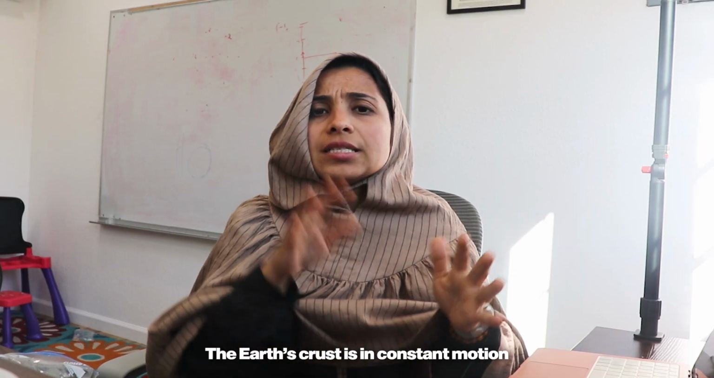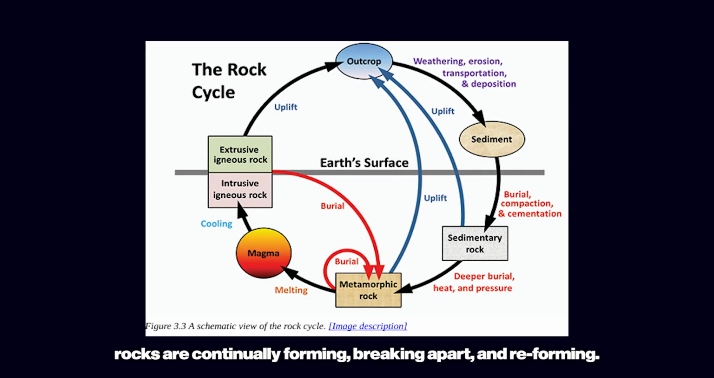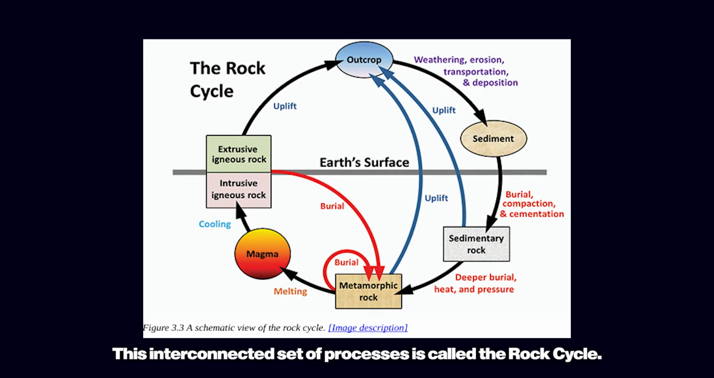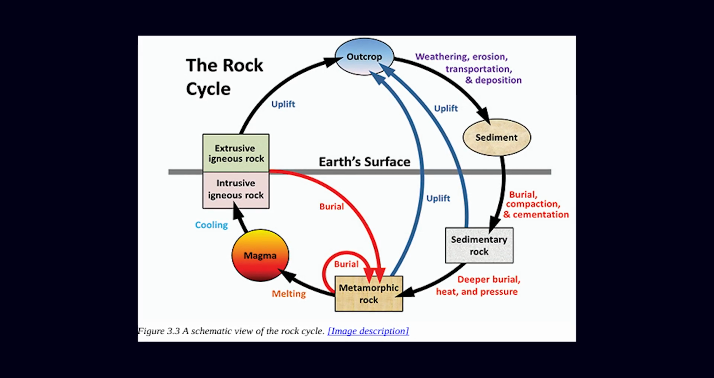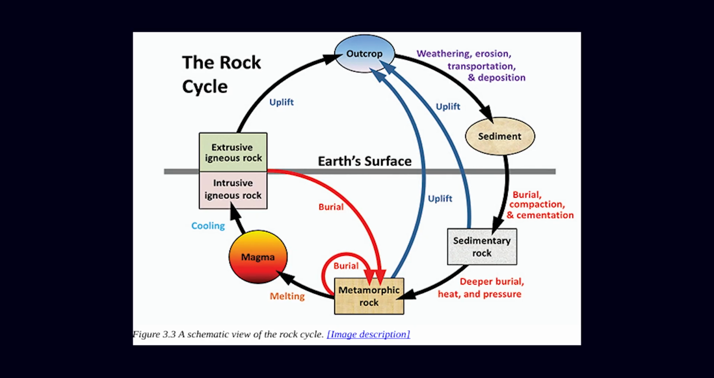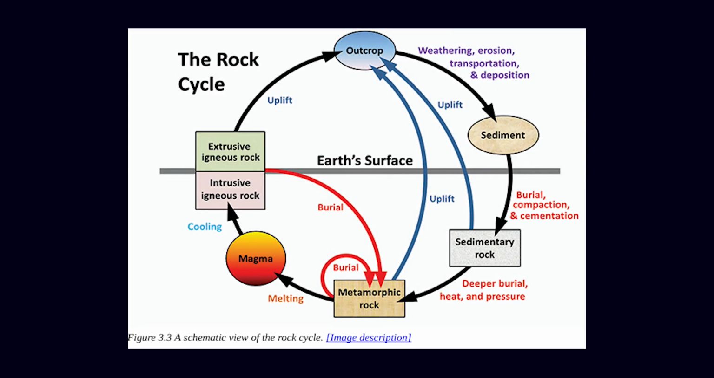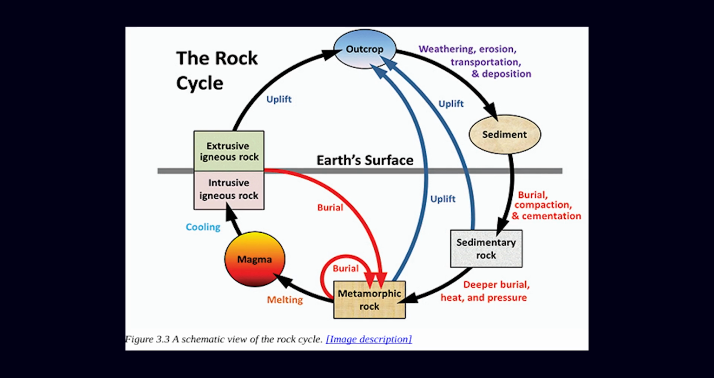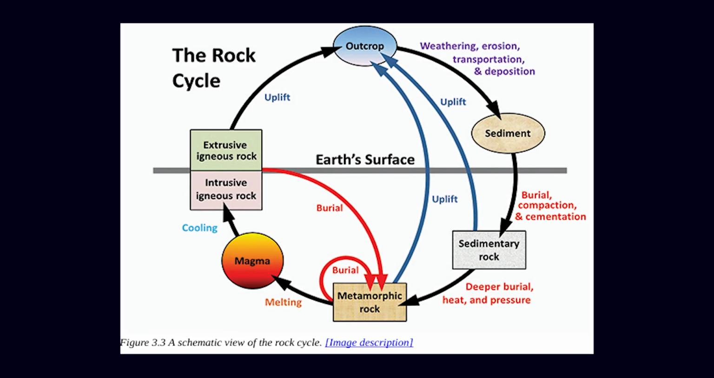Second most important is your rock cycle. The Earth's crust is in constant motion. Rocks are continually forming, breaking apart, and reforming. This interconnected set of processes is called the rock cycle, and I'm going to put in a beautiful rock cycle diagram. It shows how igneous rock is converted to sedimentary, how rocks weather, how sedimentary rock undergoes heat and pressure changes to form metamorphic rock, and how magma melts and forms igneous rocks.